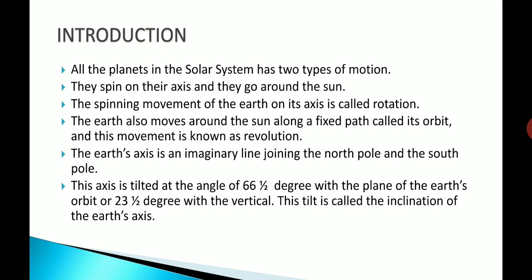The Earth is tilted. The axis on which the Earth rotates is tilted at an angle of 66 1/2 degrees with the plane of the Earth's orbit, or 23 1/2 degrees with the vertical. And this tilt of the Earth with the plane of the Earth's orbit, or with the vertical, is known as the inclination of the Earth's axis. Okay, very simple.